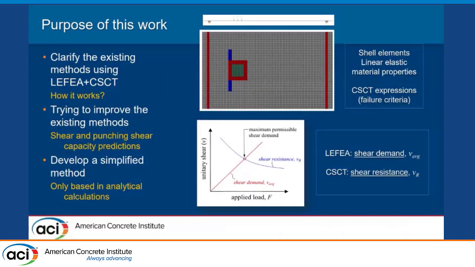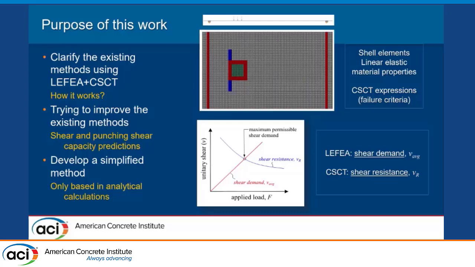So one of the main purposes of this work was trying to clarify the existing methods using linear elastic finite element analysis together with the critical shear crack theory expressions. At this point, one of the first questions that frequently arises is how we use linear elastic analysis to predict the failure load of such slabs. So it's important to explain that we use the critical shear crack theory expressions to determine the governing failure loads, and the linear elastic analysis is a way to improve the estimation of input parameters needed in the critical shear crack theory expressions, such as the shear demand in specific control sections of the slab.